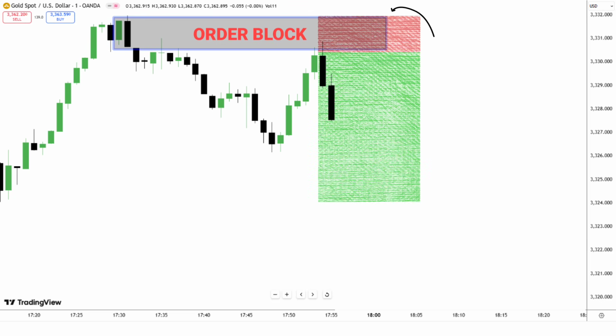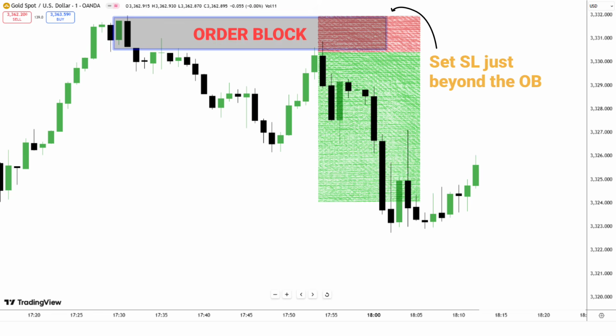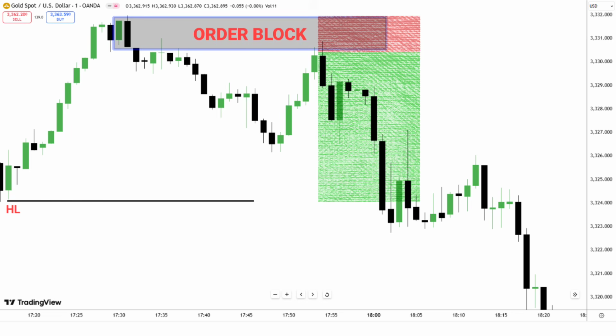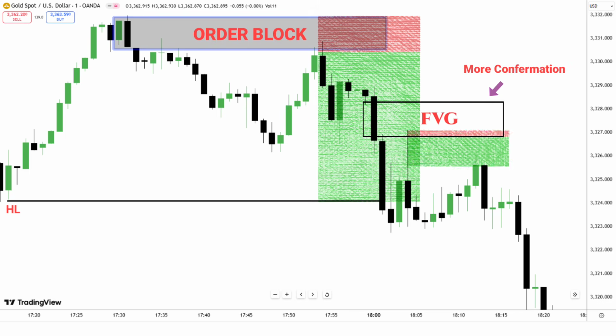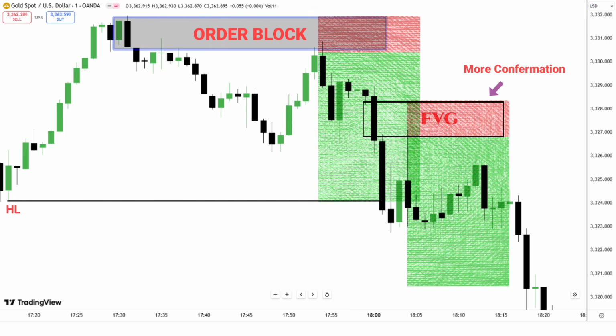Step 4. Place your stop loss just beyond the order block zone. Some traders use the high or low of the entire candle. Others use the 50% level of the candle to get a better risk to reward. Step 5. Set your target based on the next key level. You can use previous highs, previous lows, fair value gaps, or key support and resistance zones.